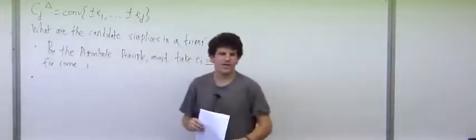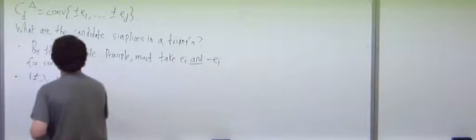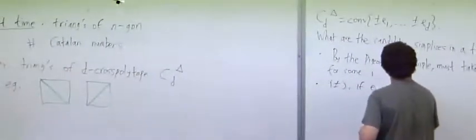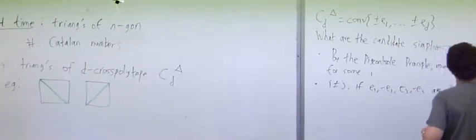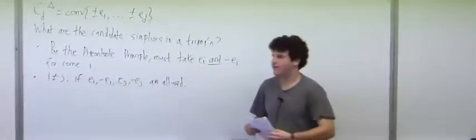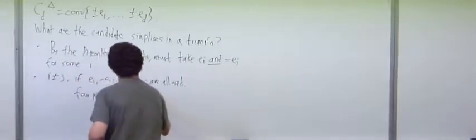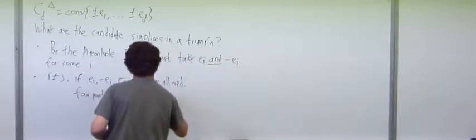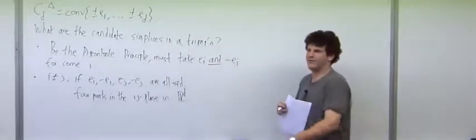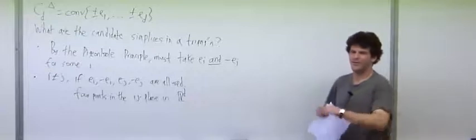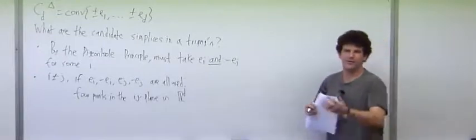But on the other hand, if I take plus and minus e_i and plus or minus e_j in the same simplex, well, these are 4 points that all lie in a plane. But that's bad because we don't want 4 points in the same plane. That's not the way simplices behave. Every 3 vertices in a simplex form a triangle. In fact, every d points form a d-dimensional simplex.